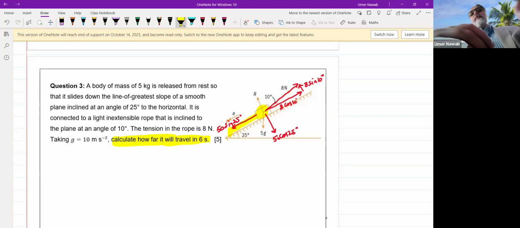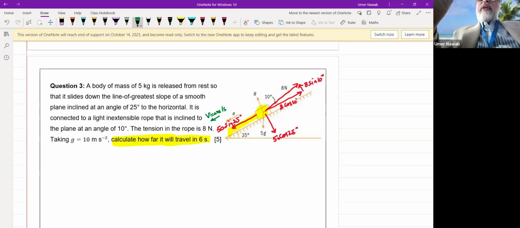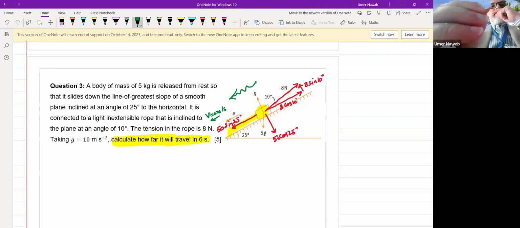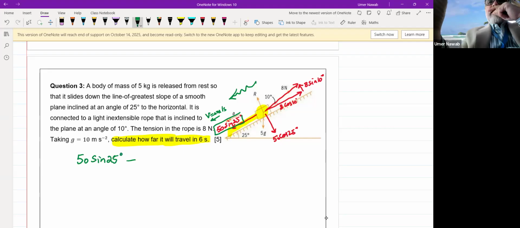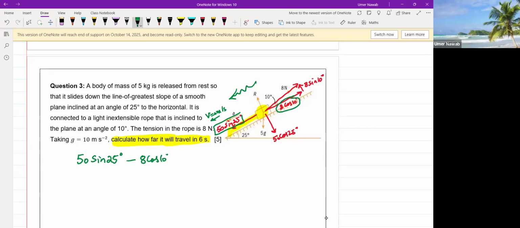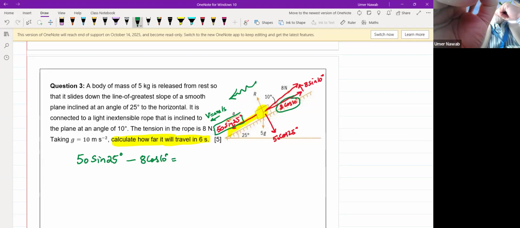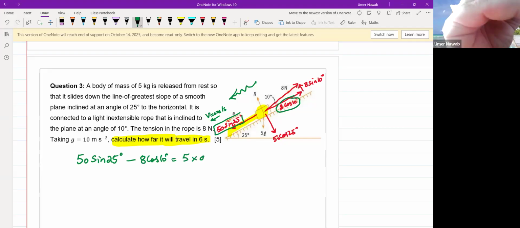So final stage, it will come to the position of rest, so V is equal to 0 meters per second. And the motion is happening in this form. So guys, Newton's second law: this force is bigger because the body is moving downward. So 50 sine 25 minus the upward force, I'll take this component, 8 cosine of 10 degrees, is equal to mass, which is 5, times A.